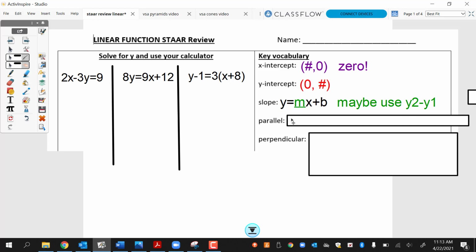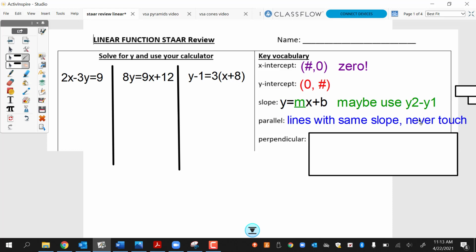Some words that we haven't really talked about in a long time: parallel. Parallel means the lines have the same slope. If I was looking at a graph, it means they would never touch each other. They just run alongside each other, but they're never going to cross. So that's parallel.